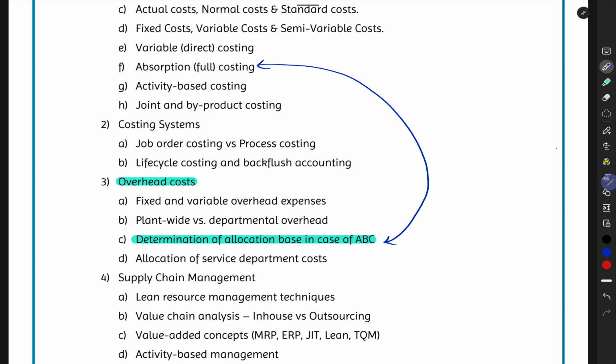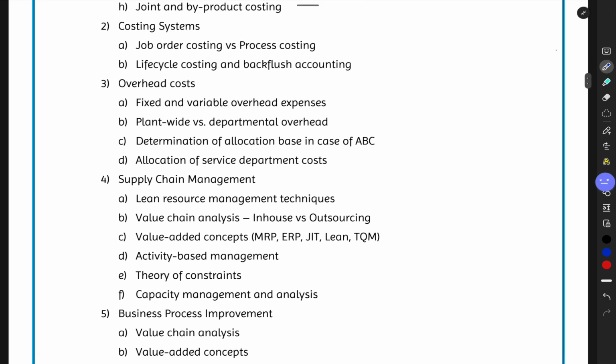All right. Anyways, next, allocation of service department costs. Service departments, as in you might have an HR department. This HR department does not produce any goods or anything like that. They are not involved in sales, marketing or stuff like that. That is payroll. So this is a service department.